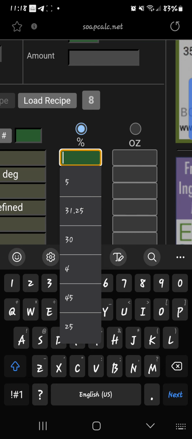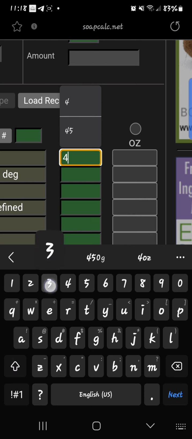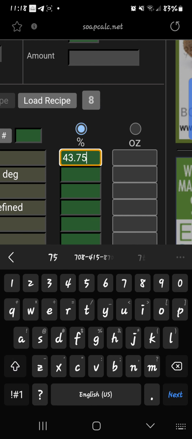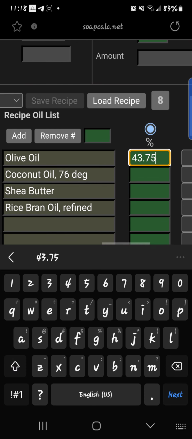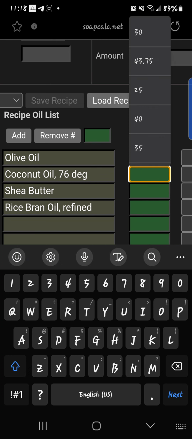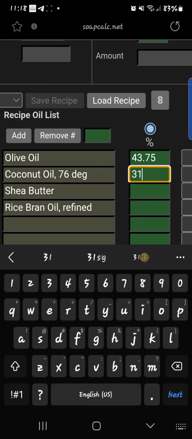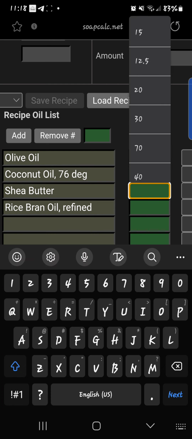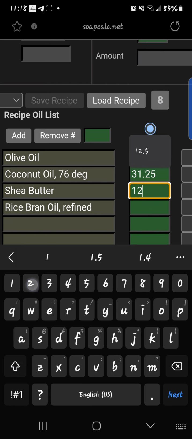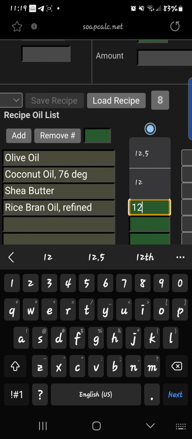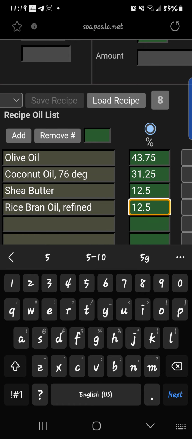So for olive oil, our formula is 43.75%. So we're going to do 43.75. And that's the olive oil. For coconut oil, our formula is 31.25%. So we'll go ahead and put that in. For shea butter, our formula is 12.5%. And then for rice bran oil, the formula is 12.5%.